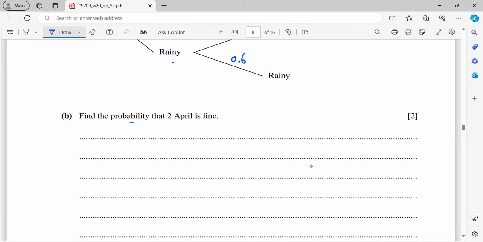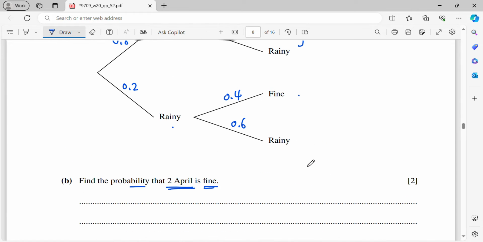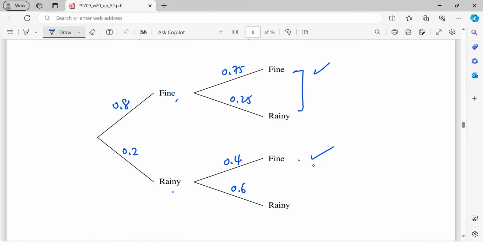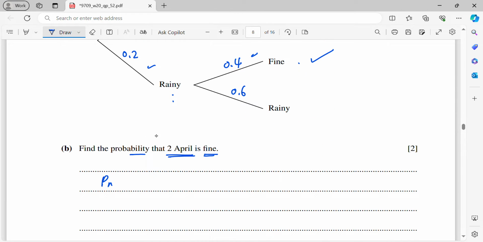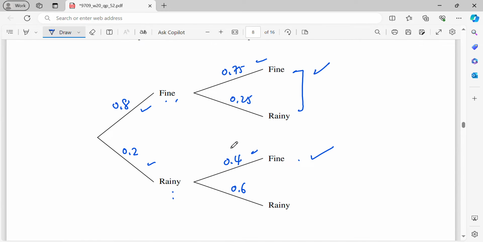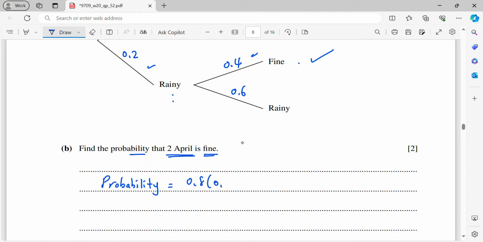Okay, now B, find the probability that 2nd April is a fine day. So fine day is because the previous day was a fine day or a rainy day. So it means you just multiply 0.8 with 0.75, or else plus 0.2 multiplied with 0.4. So now my probability equals 0.8 times 0.75, or else plus 0.2 times 0.4. Then now here you will be getting 0.868.